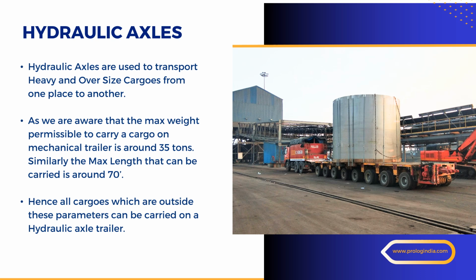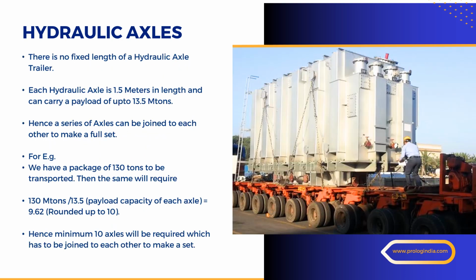As we are aware, the maximum weight permissible to carry a cargo on mechanical trailers is 35 tons. That's what I said. Similarly, the max length that can be carried is around 7 feet. And so all the cargoes which are outside these parameters can be carried on hydraulic trailers. There is no fixed length of hydraulic axle trailer. Each hydraulic axle is 1.5 meters.